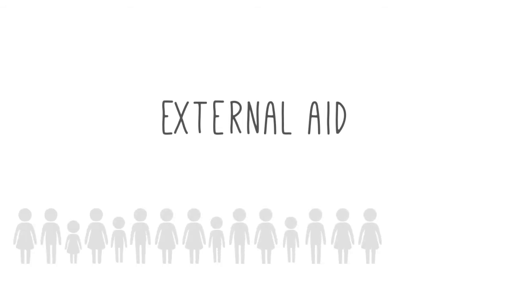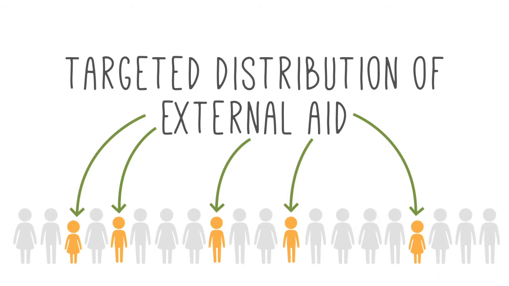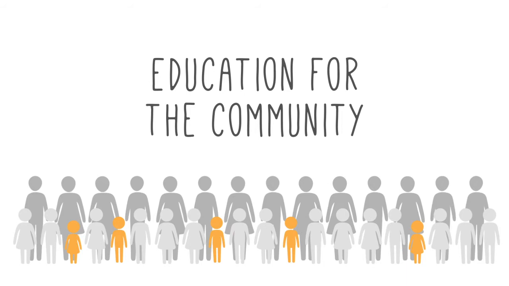Secondly, if there are sources of external aid available to a community, growth monitoring and identifying children who are failing to thrive or who are not growing well will allow for targeted distribution of that aid toward the children who need it most. And finally, growth monitoring serves as a form of education for the whole community. It makes parents and caregivers aware of the importance of adequate nutrition in order for a child to grow to reach their full potential. I use the term failure to thrive, and the abbreviation for that is FTT.